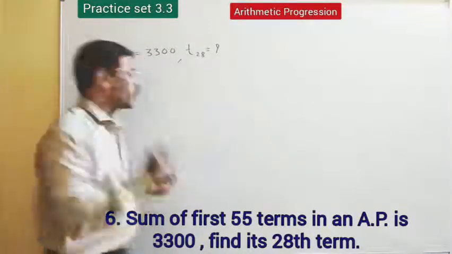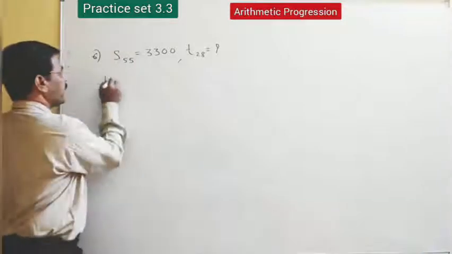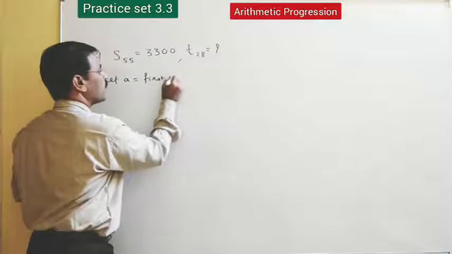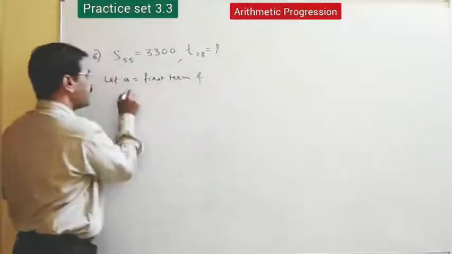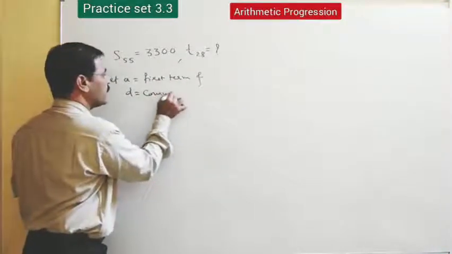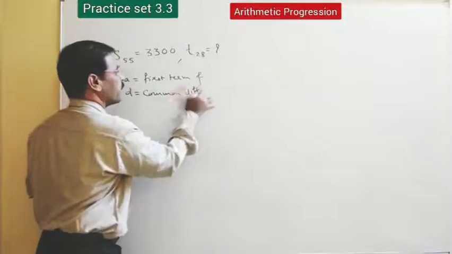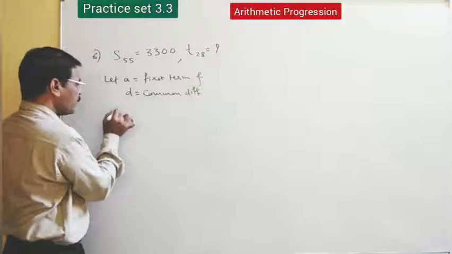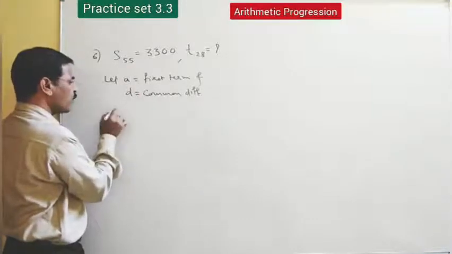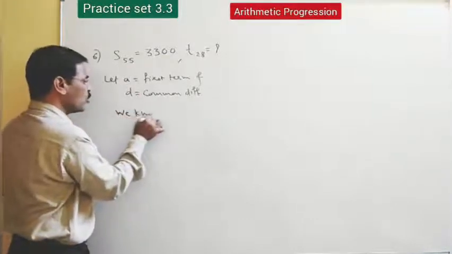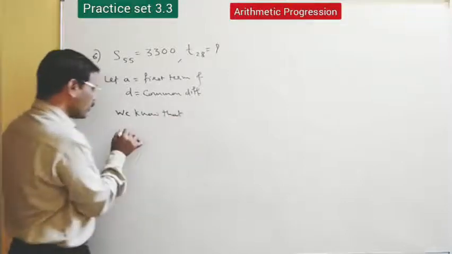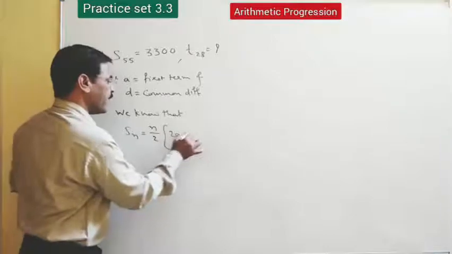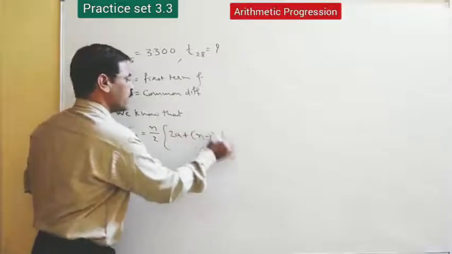Okay friends, now look here. What can I write now? Let A be the first term, and D be the common difference. We can think about that first. Okay, now what do we need here? Sn. As we know, Sn is equal to n by 2 into 2A plus n minus 1 into D.